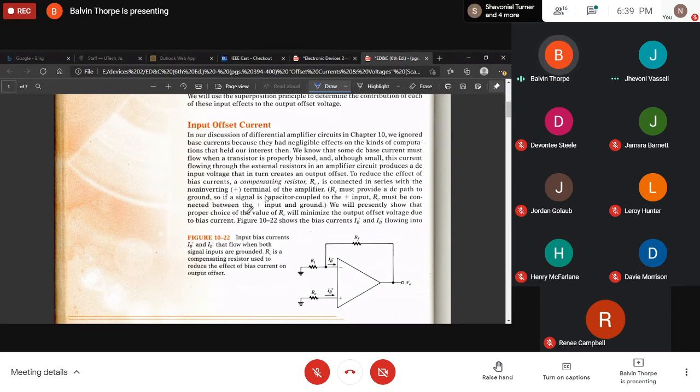So we know that some DC bias current must flow when a transistor is properly biased. And although small, this current flows through the external resistor in an amplifier circuit and produces a DC input voltage that in turn creates an output offset. That we spoke about a lot.